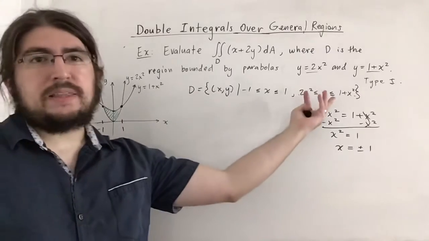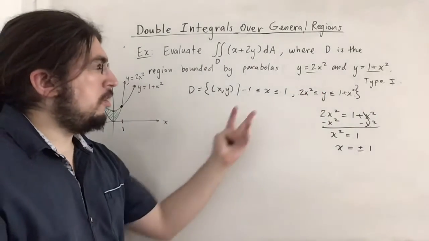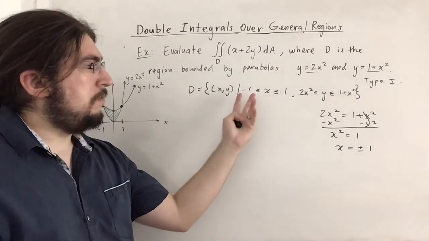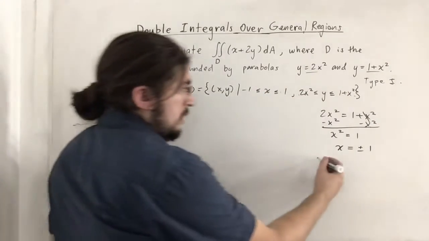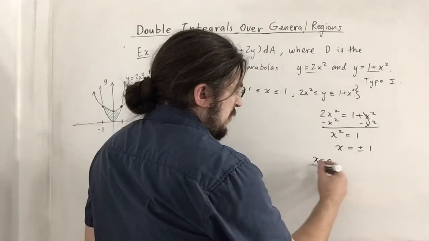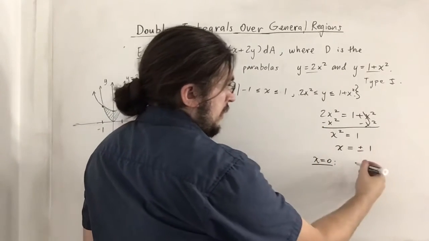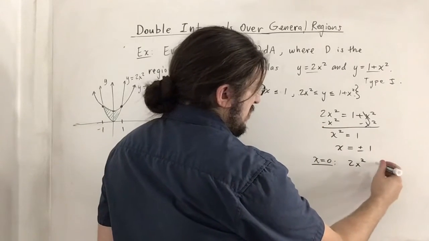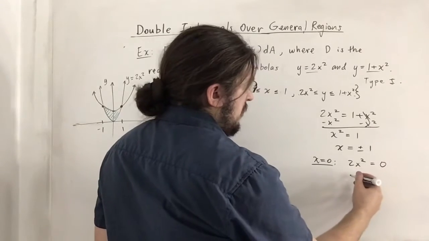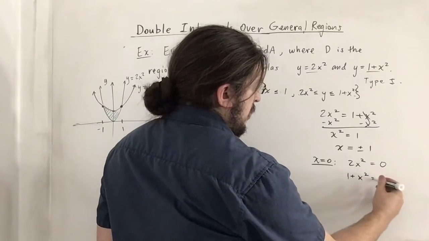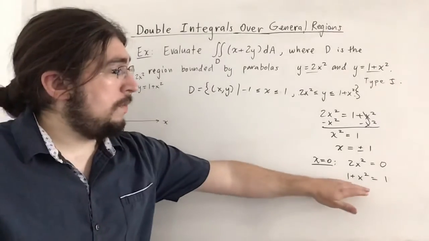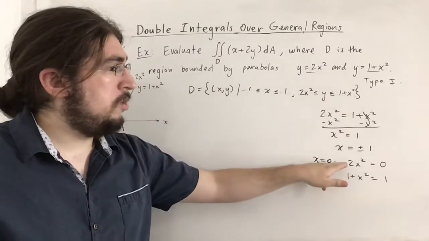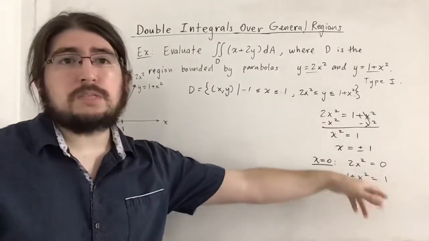But then how do we get this situated? Well, all you really need to do is plug values in between and see which one's on top. So 0 is a good test value. When you plug in 0, you get 0 for 2x squared. So 2x squared would be equal to 0 when x is 0, and 1 plus x squared will be equal to 1 when x is 0. What that tells me is that 1 plus x squared is on top and 2x squared is on the bottom because it's a smaller value.